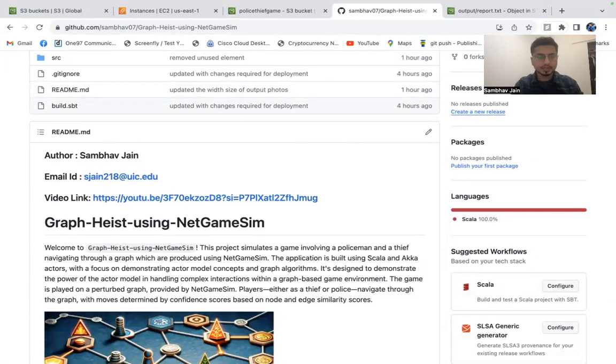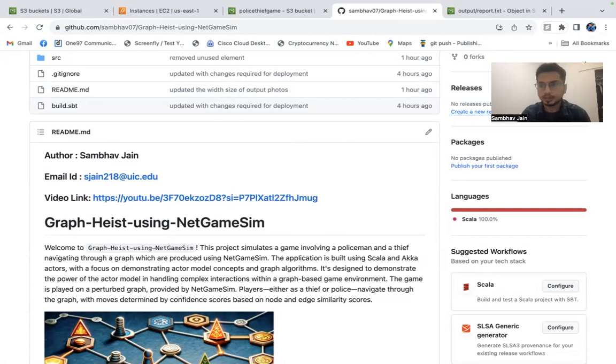Hi everyone, my name is Sambhav and today I'll be talking about my third assignment, which is basically a game of police and thief to be performed on a graph. And these graphs are generated by NetGameSim, which we have been using since our project one.